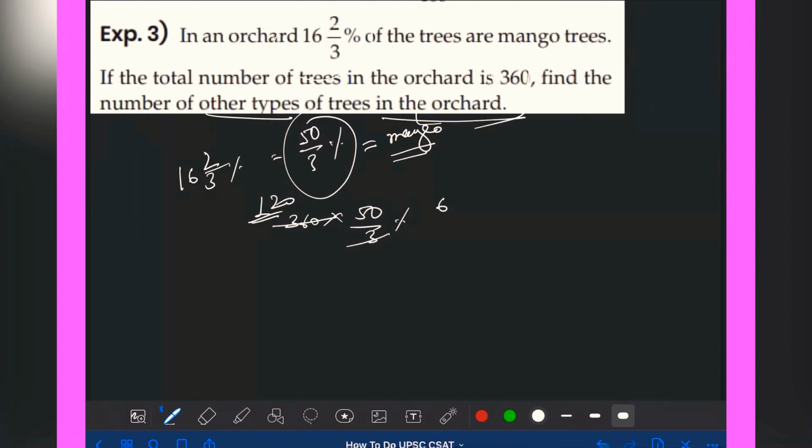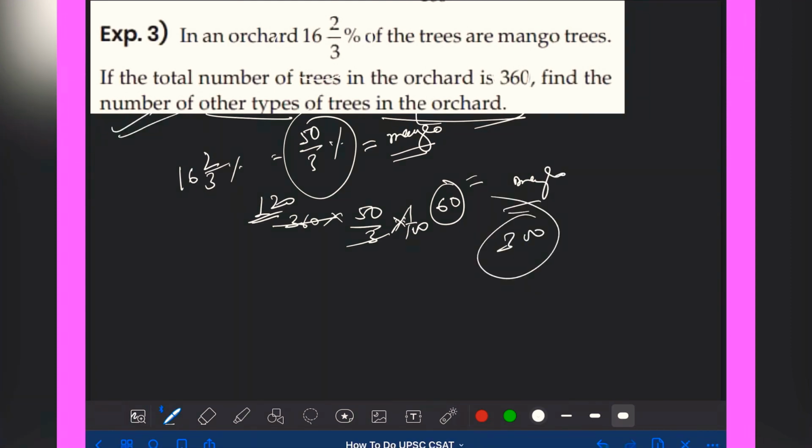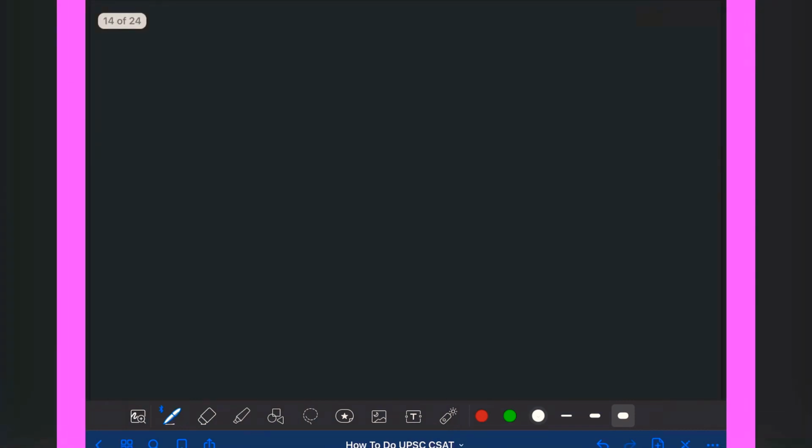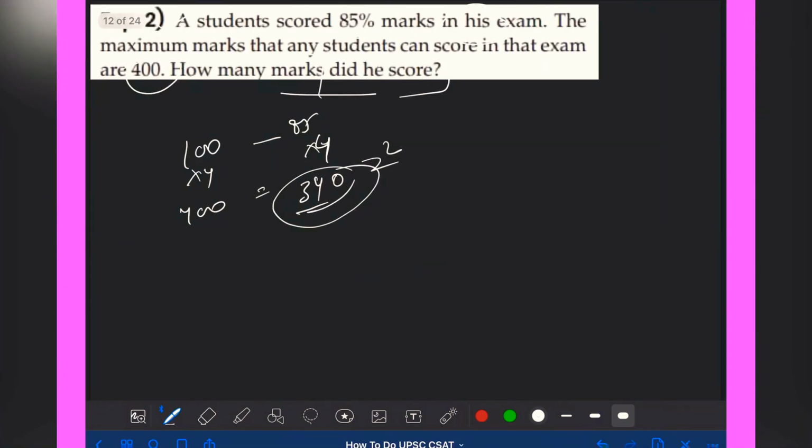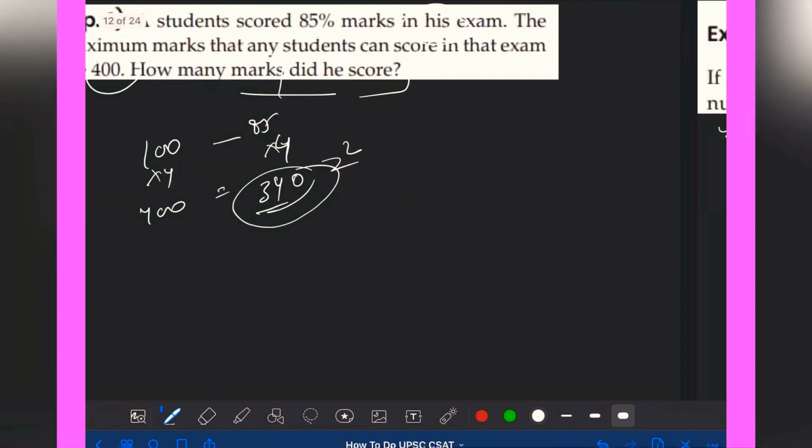12 times 5 is 60, okay, so this 60 came. So 60 are mango, so how much is remaining? 300. So 300 are the other types of trees, right?